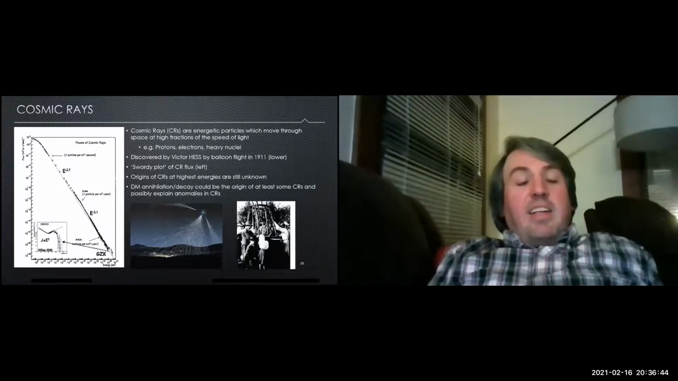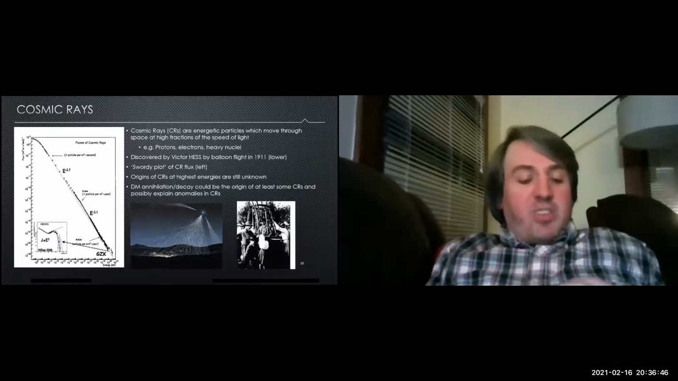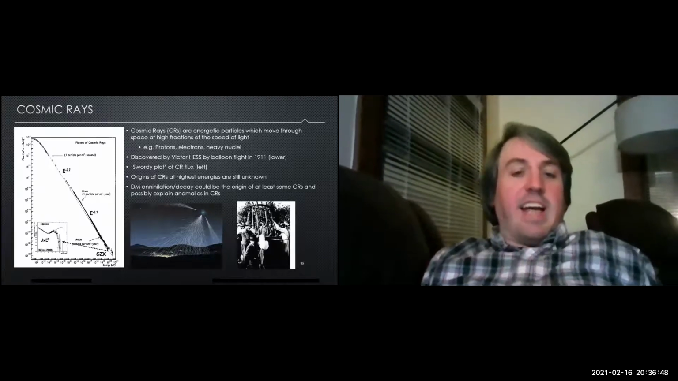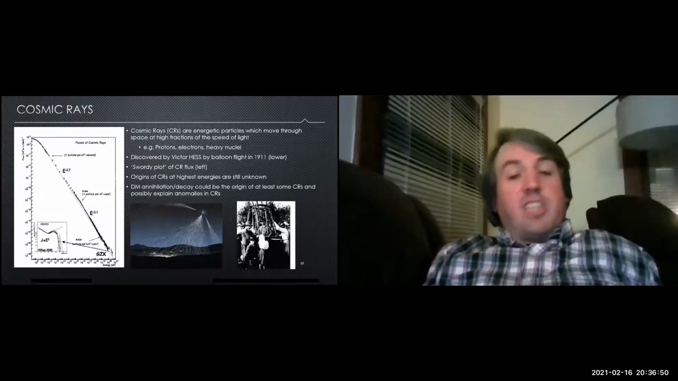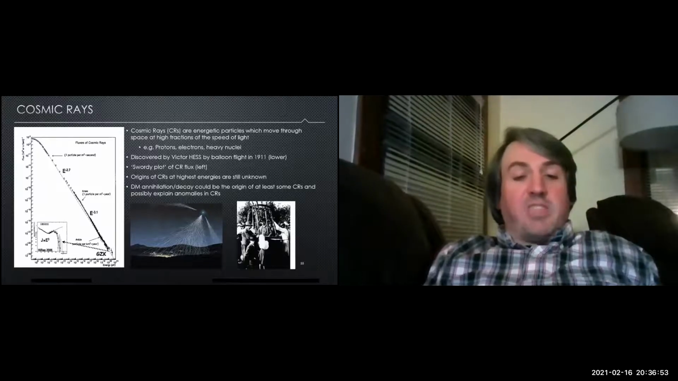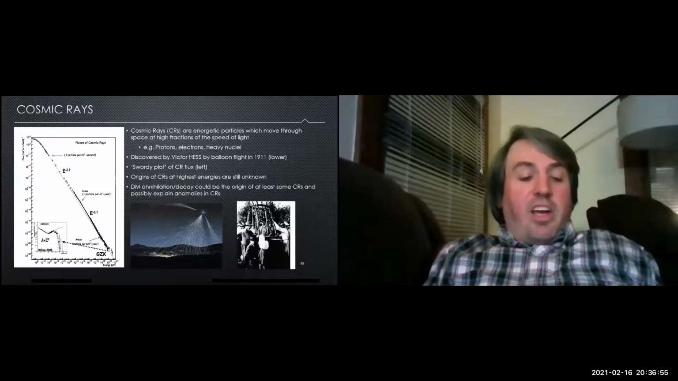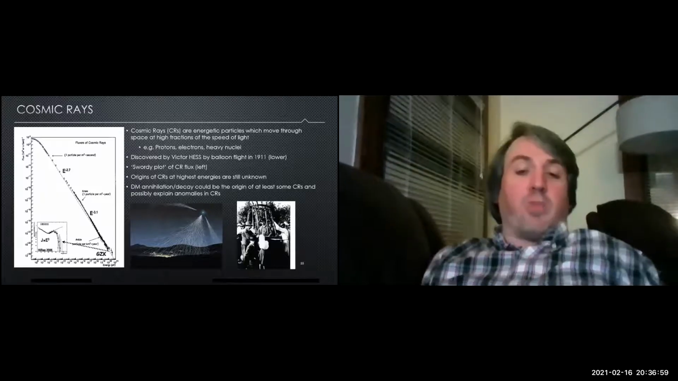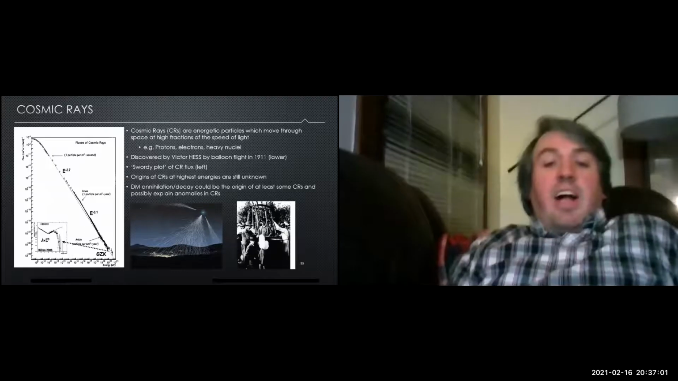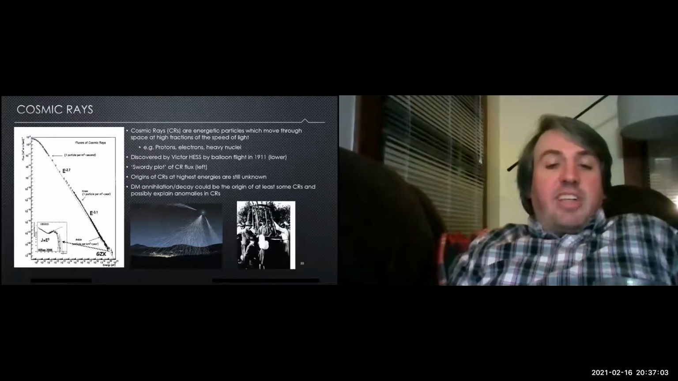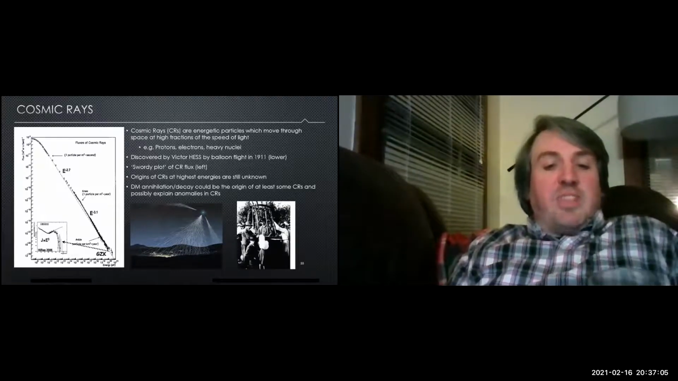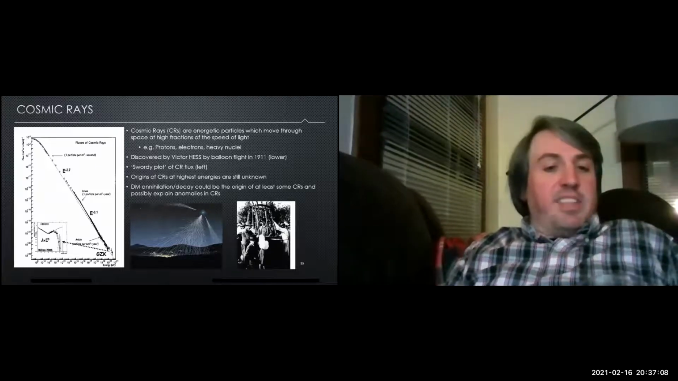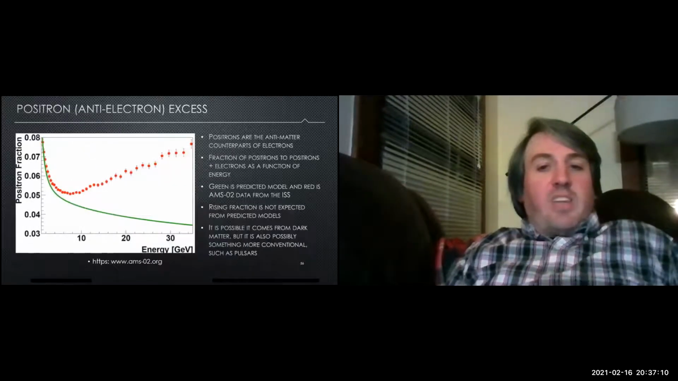And really interesting to me about cosmic rays is that the origins of the highest energy cosmic rays are still unknown, and it's possible that they could be dark matter annihilation or decay products, at least for a fraction of these. And dark matter annihilation and decay could also be used to explain some anomalies that are seen in cosmic rays. I'll just talk about one of these here briefly.